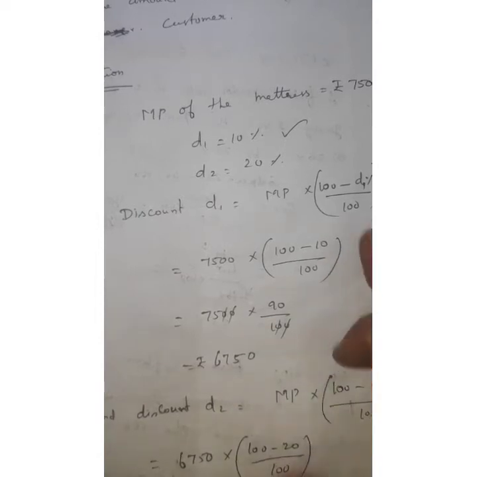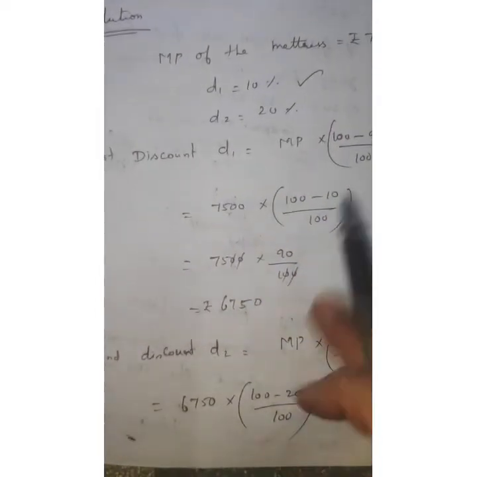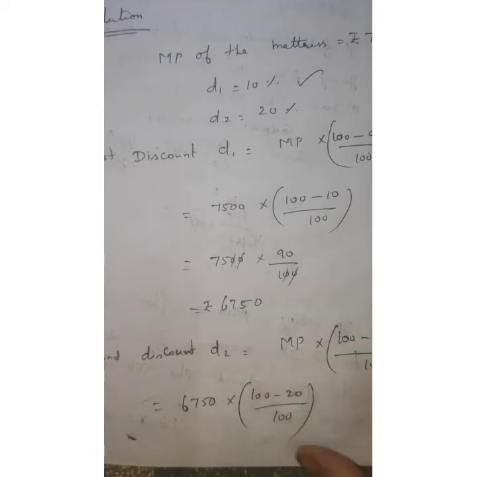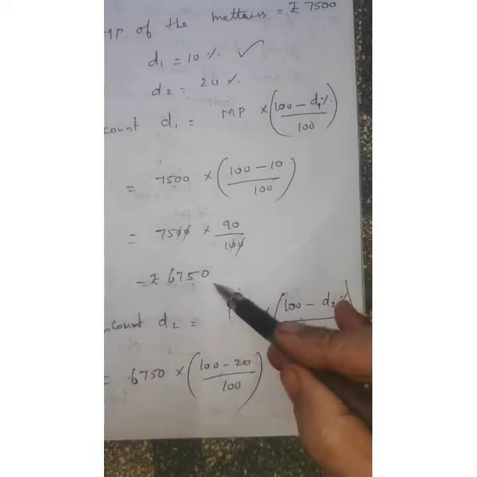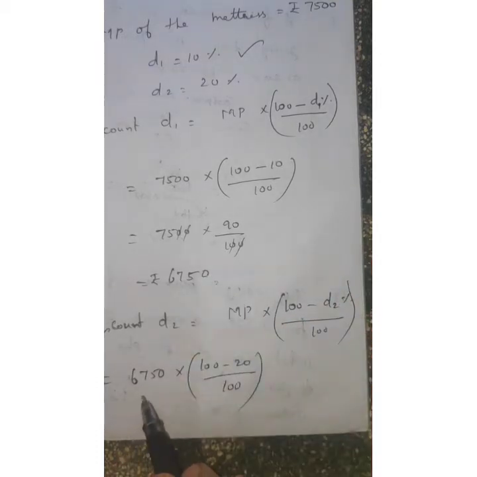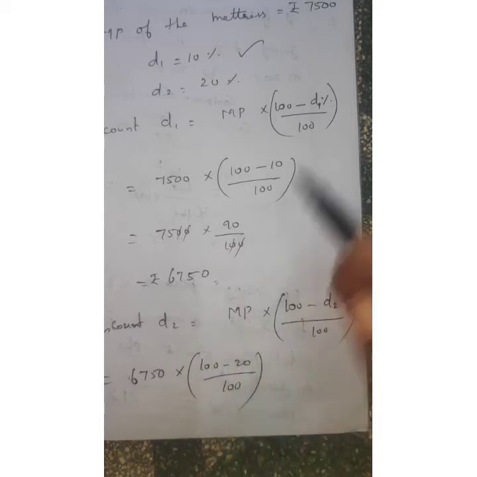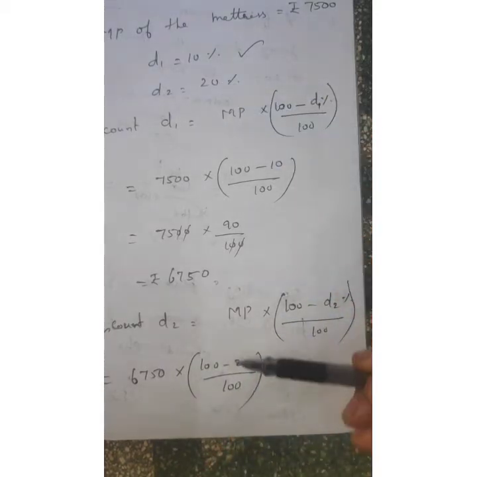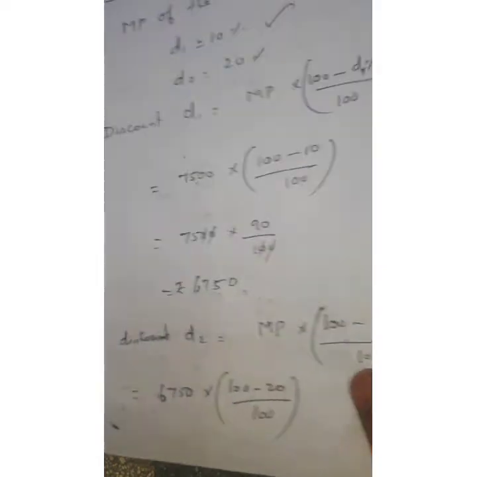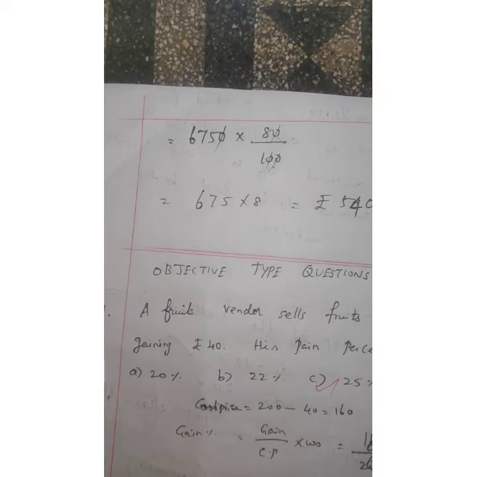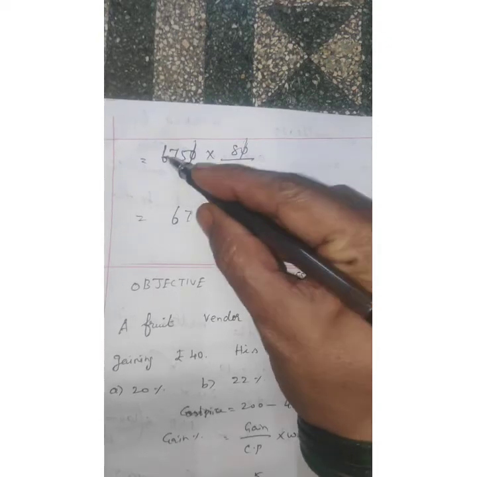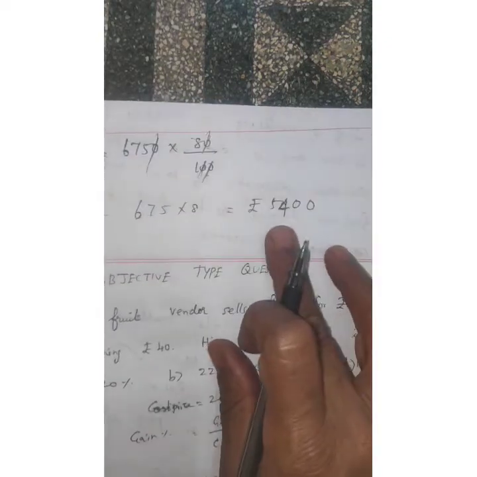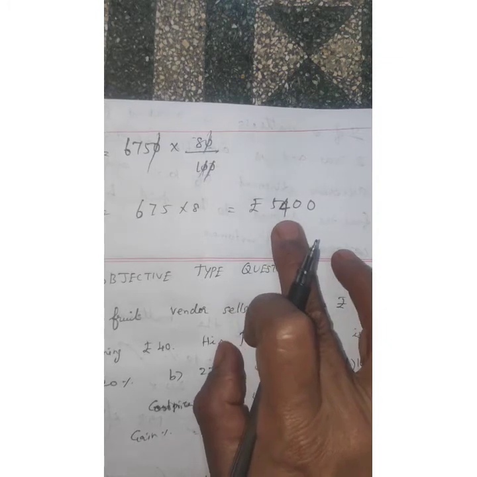Now this marked price, to find the 20% of it. Second discount D2 equals, write the formula, MP into 100 minus discount percentage divided by 100. MP value is now the value found, 6750 into 100 minus the second discount, which is 20. 100 minus 20 equals 80%. 80 divided by 100. So 6750 into 80 by 100. Cancel the 0s, multiply the remaining numbers, and get the answer equal to rupees 5400.